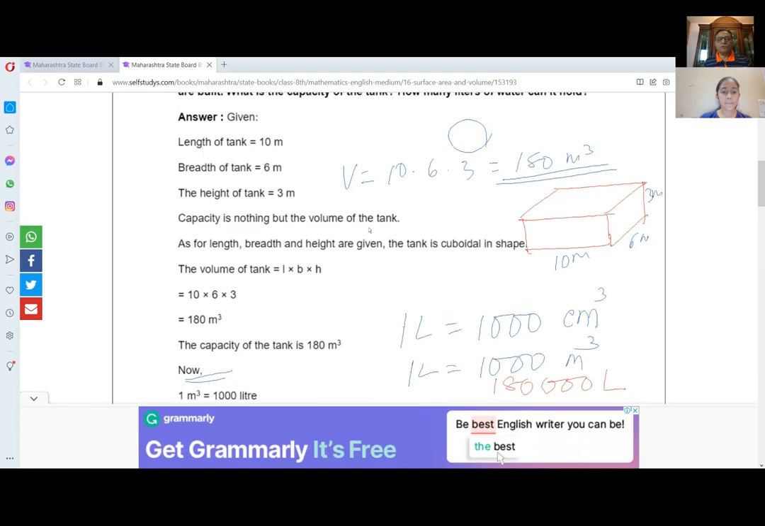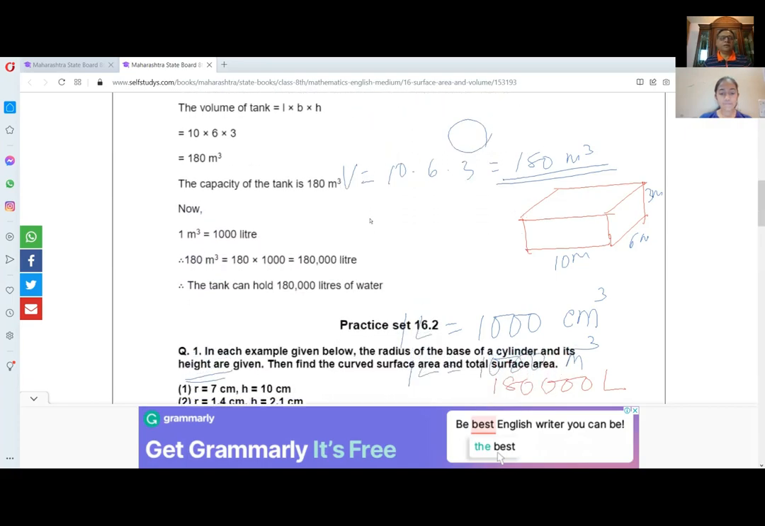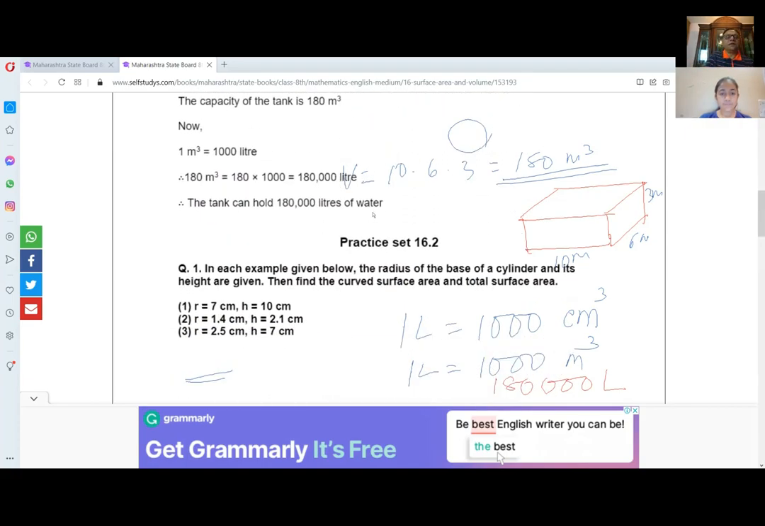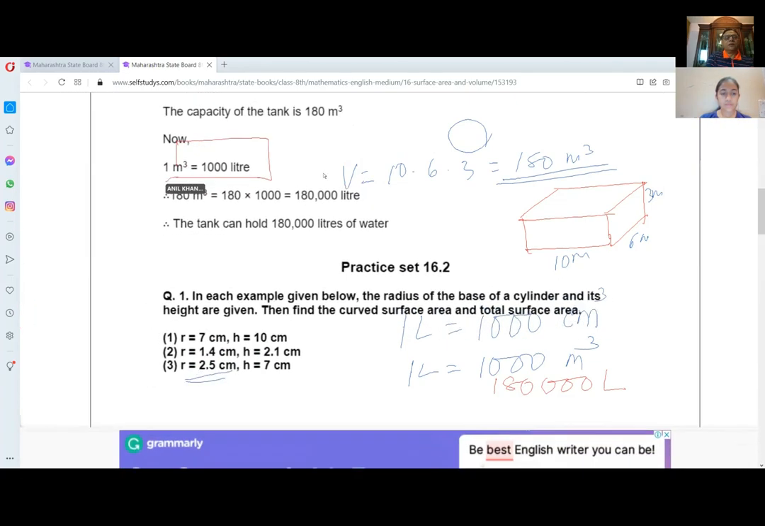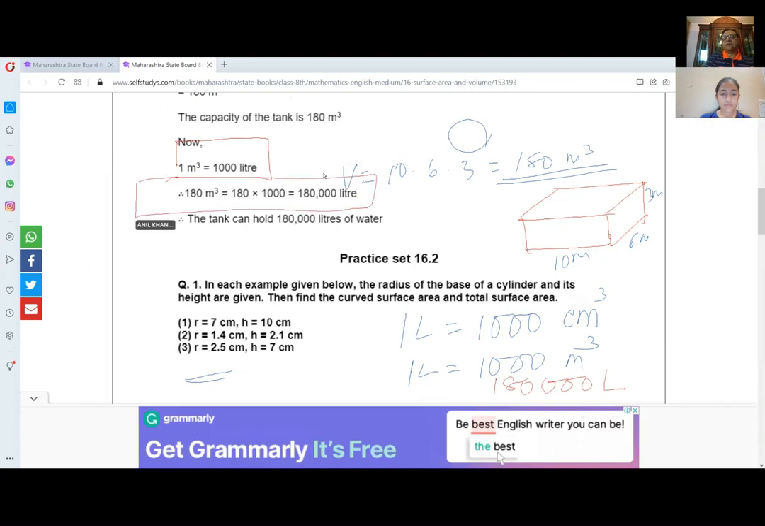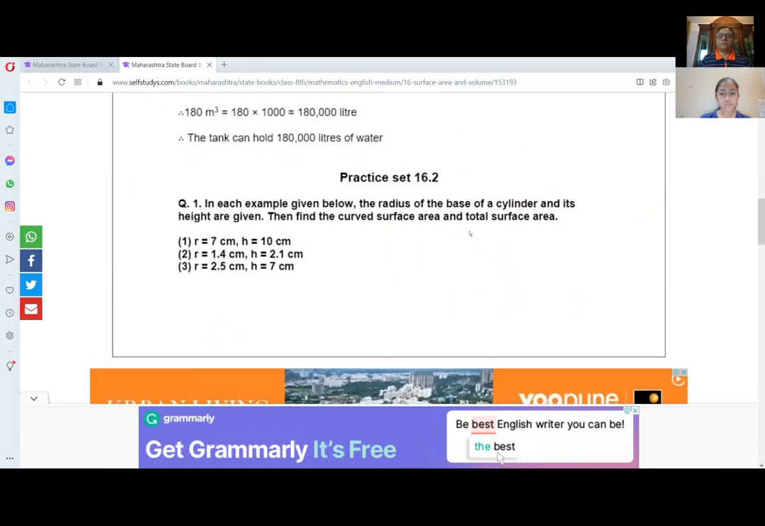Move on. See, they've given it to you here, right? 1 meter cube is 1000 liters, correct? So you multiply by 1000 to get your answer, just as we did. So I'm clearing the screen. Move on to the next question, please.